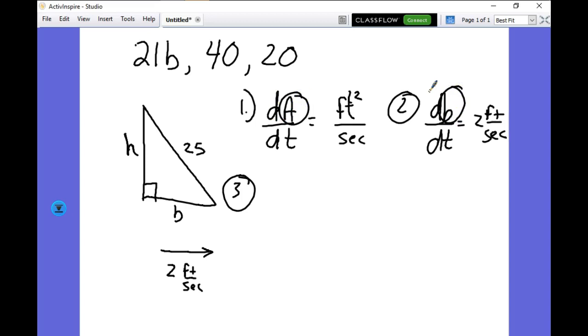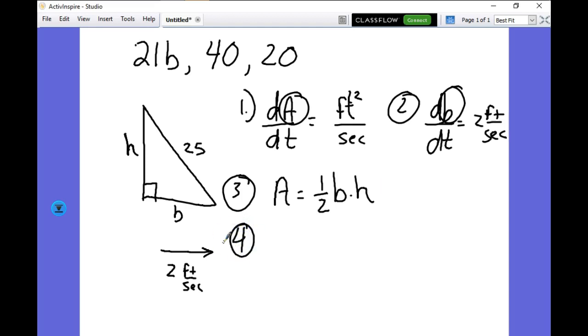So the formula that relates the area of a triangle to its base is 1/2 base times height. Okay. All right. Now that's going to be an interesting formula to find the area for, because it's got a product in there. So when we take the derivative, we're going to have to apply, guess what? The product rule.